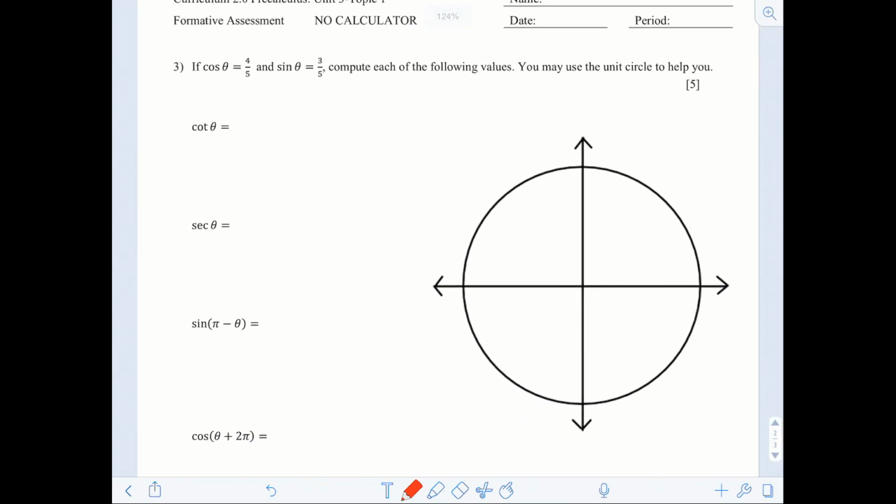Okay, so if cosine of theta is equal to 4/5 and sine of theta is equal to 5/4, or excuse me, cosine of theta is equal to 4/5 and sine of theta is equal to 3/5, compute each of the following values. You may use the unit circle to help you out.